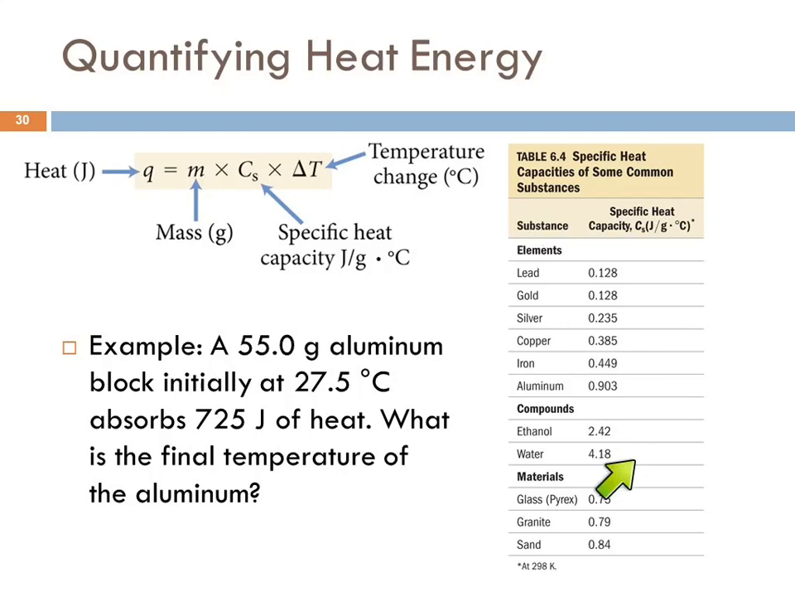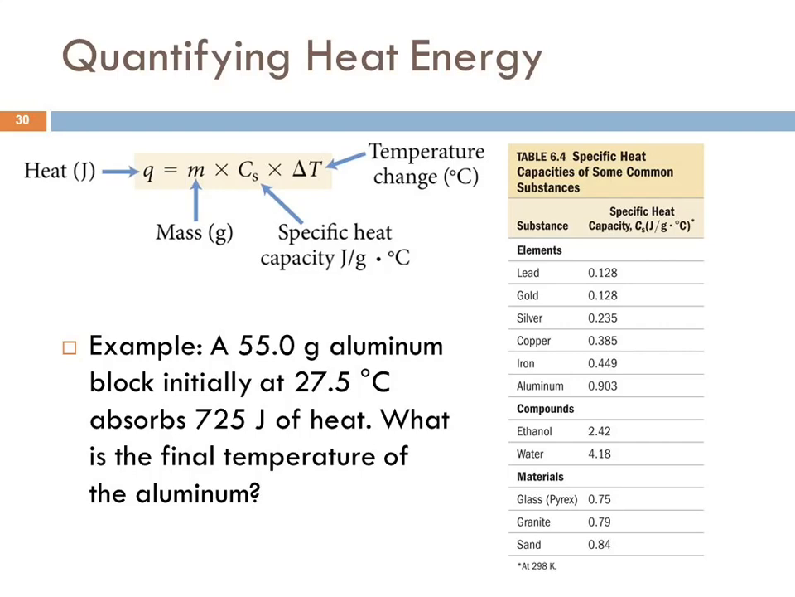Here's a nice little table for us. Here's some elements and their specific heat capacities. The units are always given in the table, joules per gram degrees Celsius. Here's a couple of compounds and some other materials, like Pyrex glass and graphite and sand.